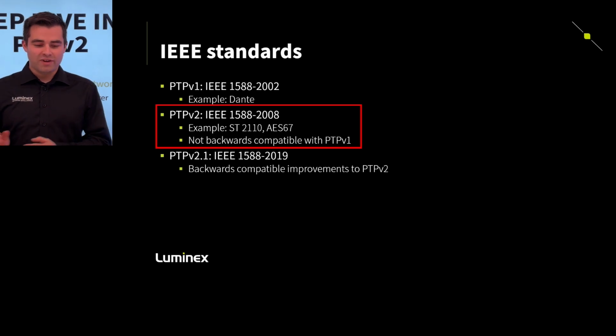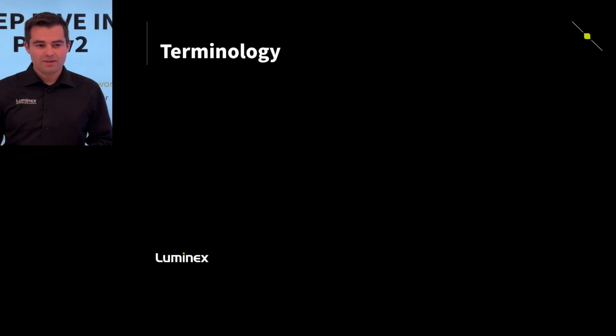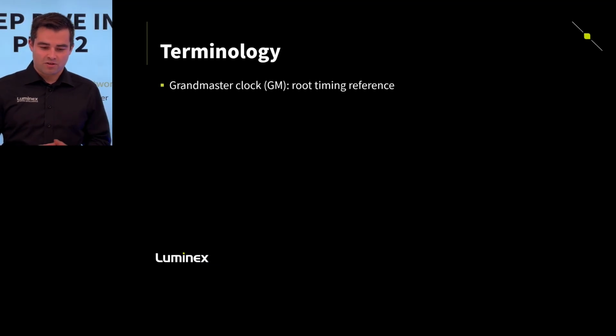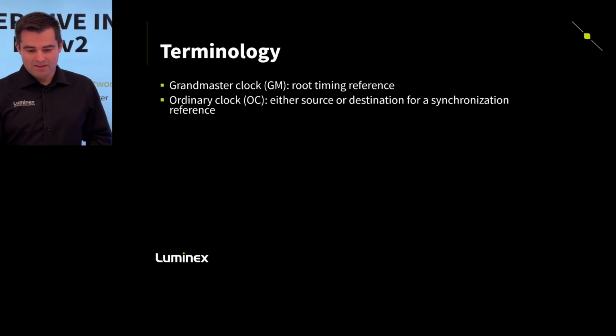Today, we will focus mainly on PTPv2, because we believe that that's the most important PTP standard currently in use. So what terminology should you know when we talk PTP? First, there is a grandmaster clock. The grandmaster is like your root timing reference. It will define the exact time in the whole network or in your time domain.